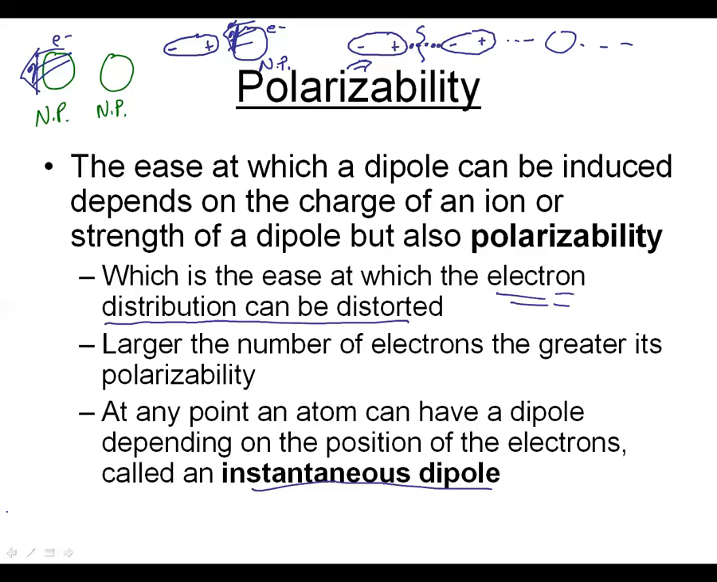A lot of times this happens and it gains this instantaneous dipole, which again is relatively weak, because as soon as those electrons move back, they're going to undo that interaction, make new interactions, undo, make new interactions.